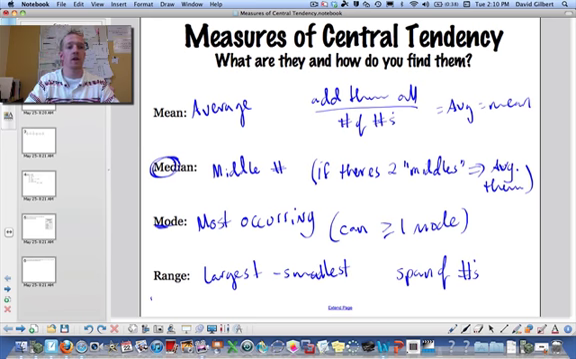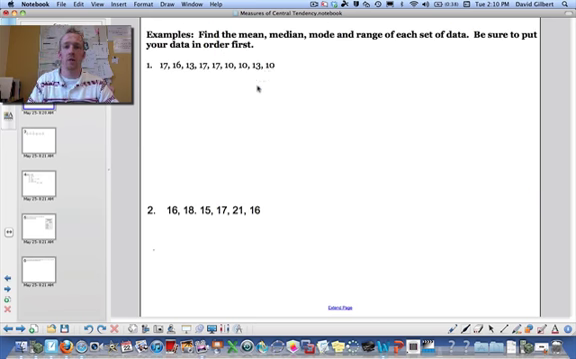So let's see this in action. Here we have a list of numbers, and we want to find the mean. First we have to add them all up. If we add up all these numbers, we get 123. I'm not going to waste your time or mine adding these for you to see. If you add them, you're going to get 123.